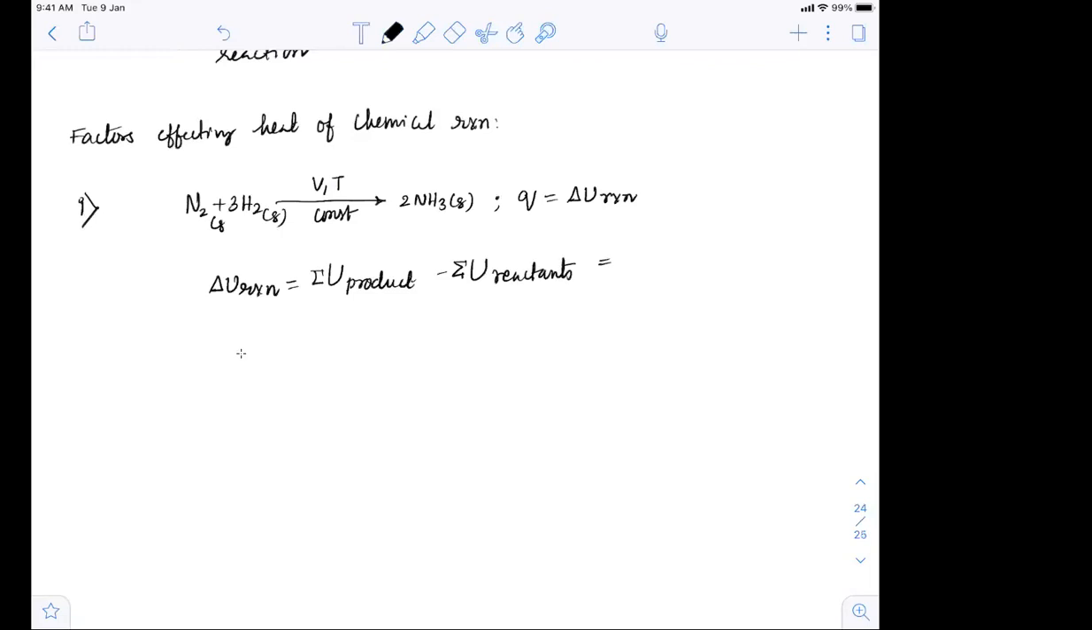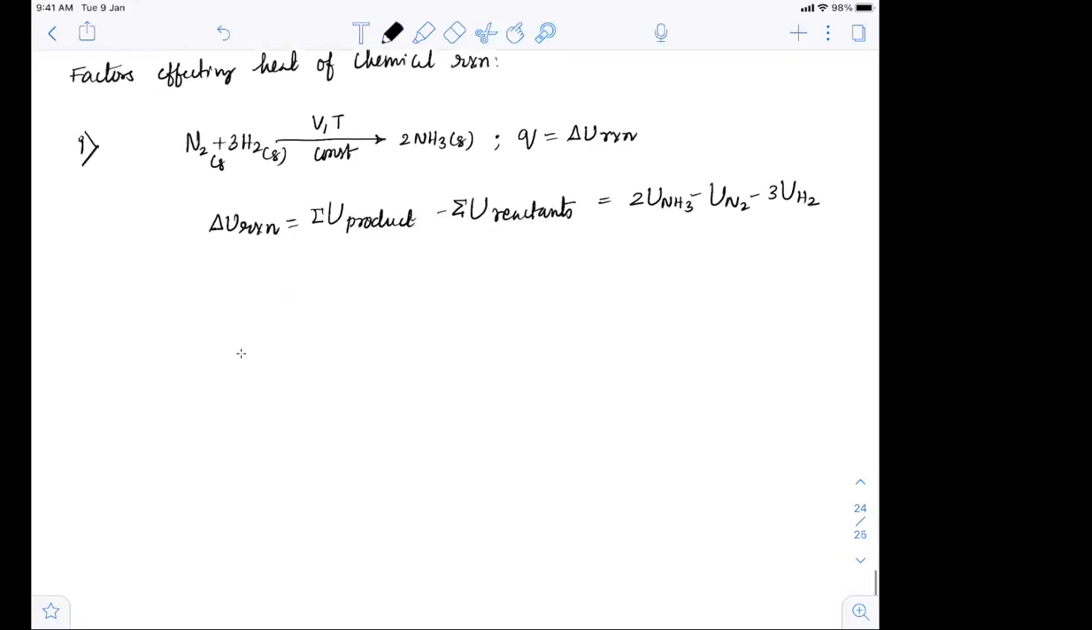So for all the state functions, you will calculate the delta H of the reaction this way only: products energies minus reactant energies. So here I can write this as 2 times the internal energy of ammonia minus the internal energy of N2 minus 3 times the internal energy of H2.